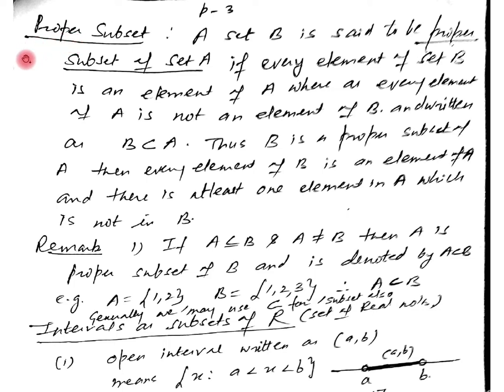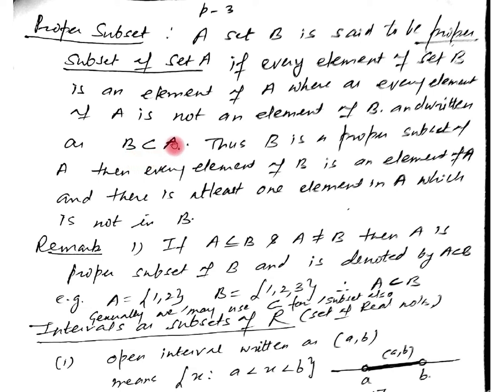Now the word is here the proper subset. The first word is what? Subset. Now the word is proper subset. A set B is said to be a proper subset of a set A if every element of set B is an element of A, but whereas every element of A is not an element of B, and written as B proper subset of A. We are just deleting the sign of equal because the proper subset is always a part of the set. It can never be equal to the set itself.